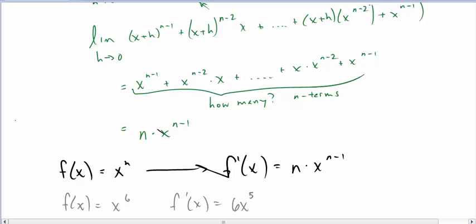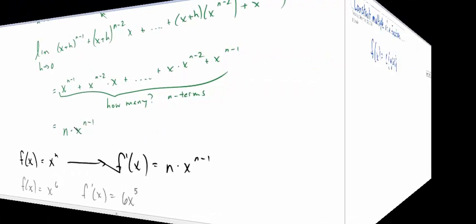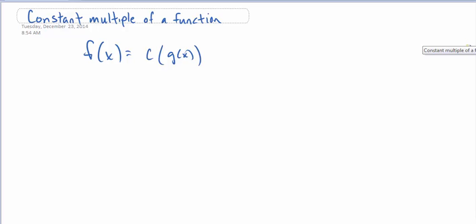No longer need to use our first principles. Now, what about multiplying by a constant? Because, well, we don't always just have x to some power. Sometimes it's 2x squared. If we have f of x equals c times g of x, the derivative of f will just be c times the derivative of g.